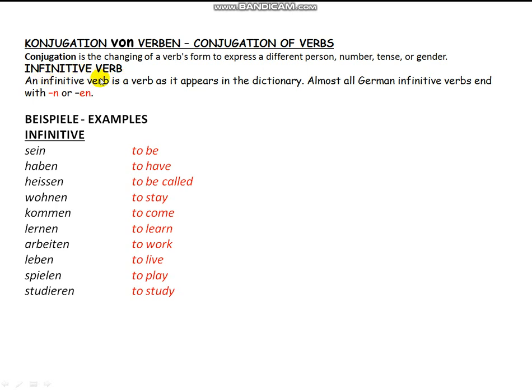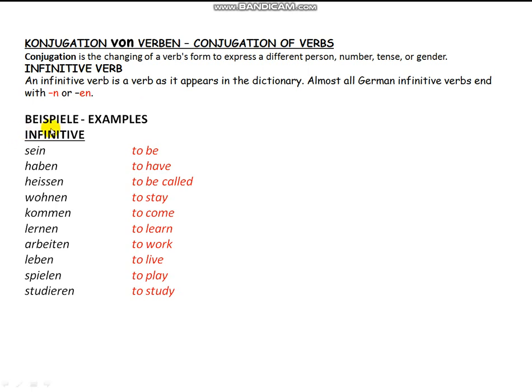And what is an infinitive verb? We're going to learn some grammatical terms. An infinitive verb is a verb as it appears in the dictionary. Almost all German infinitive verbs end with n or en. So that is the definition of an infinitive verb.